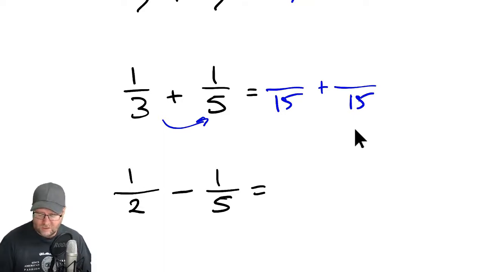Now, 2 strategies. You could look at this and go, well, what did I do to the 3 to make it a 15? I multiplied it by 5, so I do the same to the top. What did I do to this 5 to make it a 15? I times it by 3, so I've got to do the same to the top.